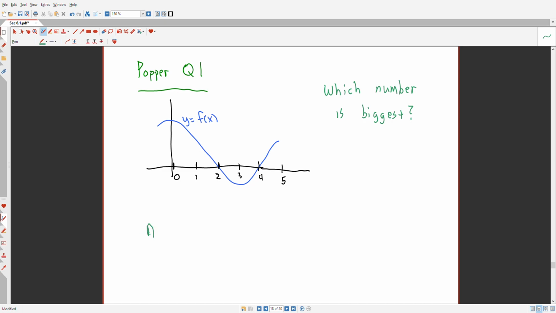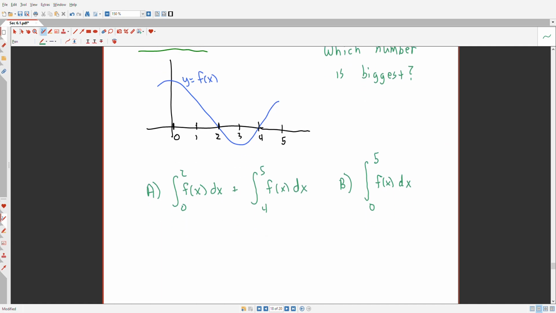Okay, so option A will be the definite integral from 0 to 2 of f of x dx plus the definite integral from 4 to 5 of f of x dx. Option B will be a shorter looking expression, the definite integral from 0 all the way up to 5 of f of x dx. Option C will be the integral from 0 to 4 of f of x dx. And option D will be the integral from 2 to 5 of f of x dx.